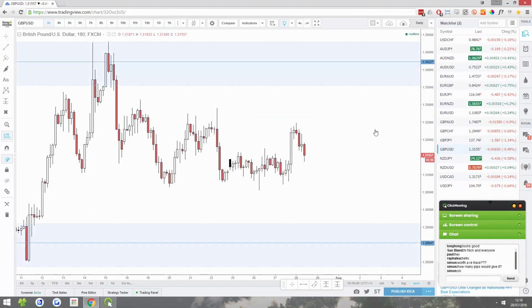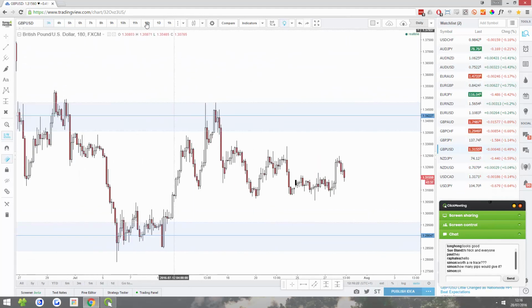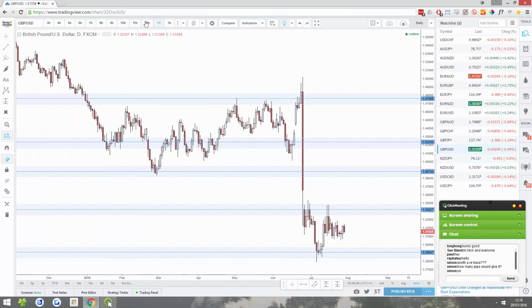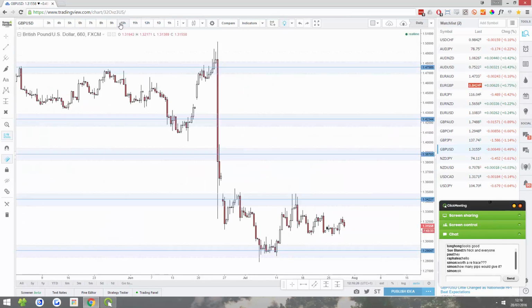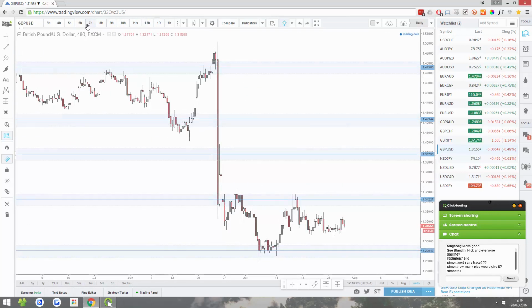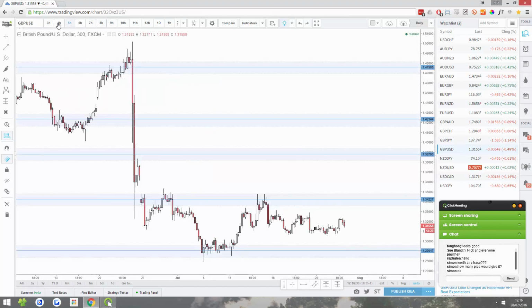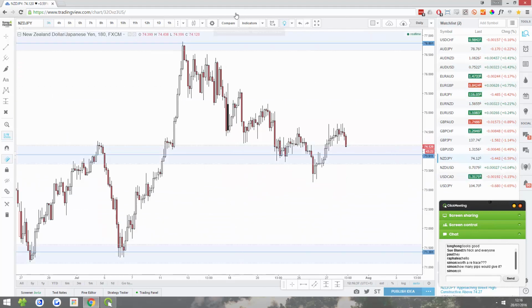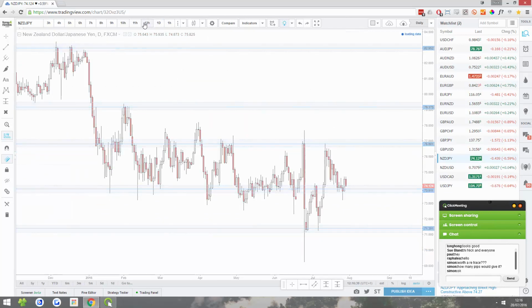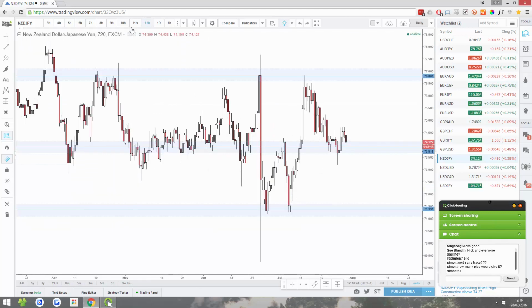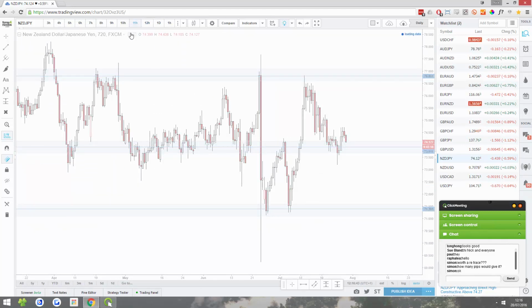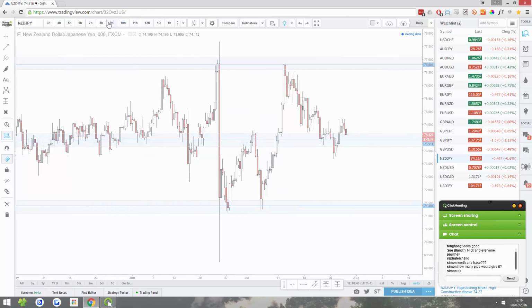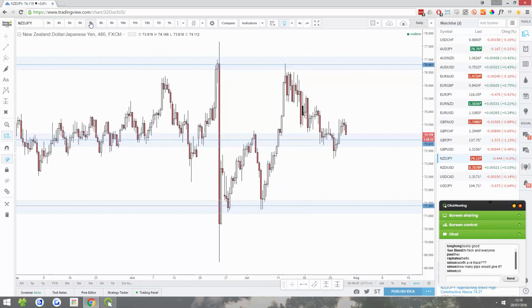That USDJPY trade was just a great setup. GBP New Zealand is not a pair I actually trade. GBP USD is in between two support resistance areas, so we're not actually going to get any setups here. Just ranging between those two support resistance areas. New Zealand JPY. It's already in a reversal setup, so it's a bit late for this one.